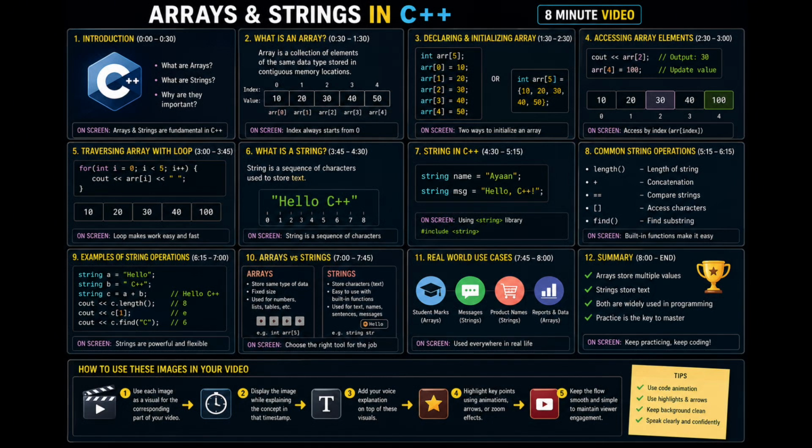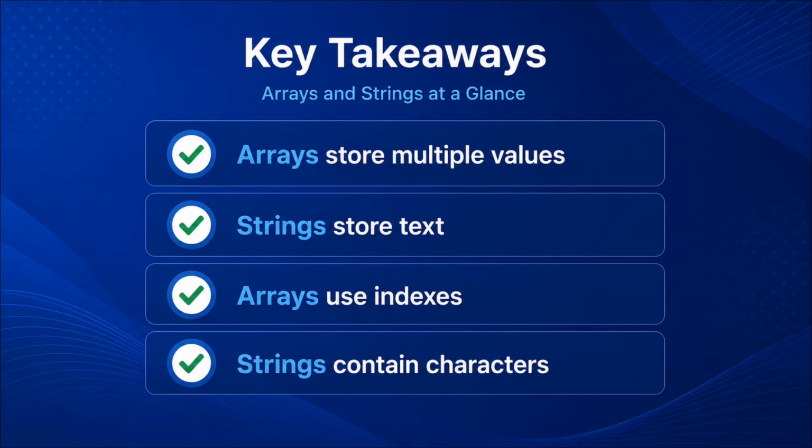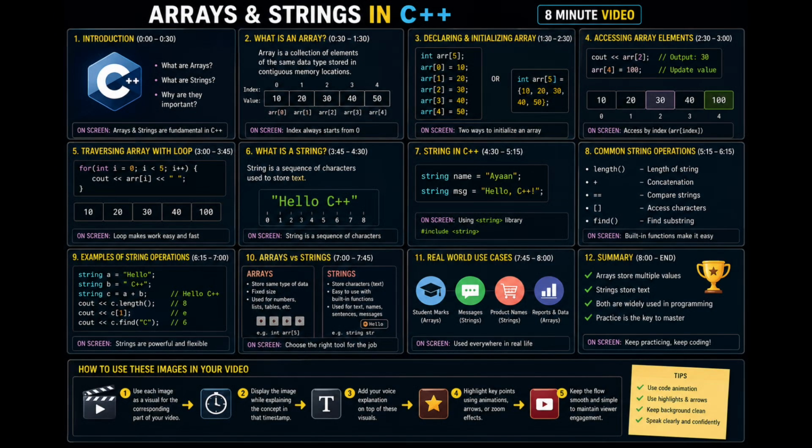Let's quickly summarize today's lesson. An array is a collection of elements of the same data type stored in contiguous memory locations. Arrays help us organize and process large amounts of similar data efficiently. A string is a sequence of characters used to store text. Modern C++ strings provide many useful functions that make working with textual data simple and convenient. Arrays and strings are among the most important building blocks of C++ programming. Once you master them, you'll be ready to learn more advanced topics such as searching, sorting, vectors, pointers, and data structures.